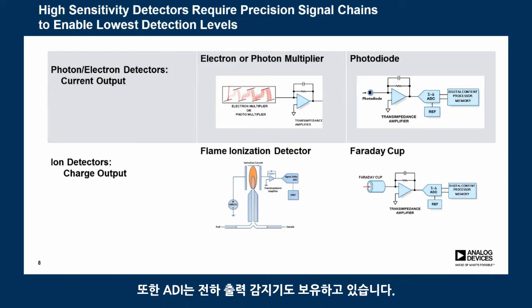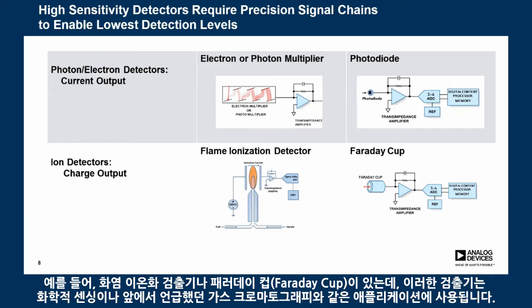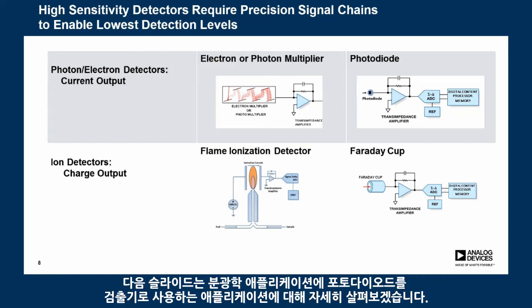We also have charge output detectors, for example, flame ionization detector or Faraday cups. And these detectors are often used in applications like chemical sensing or like gas chromatography that we talked about earlier. For the next few slides, let's dive into more detail into an application that uses a photodiode as a detector in spectroscopy application.